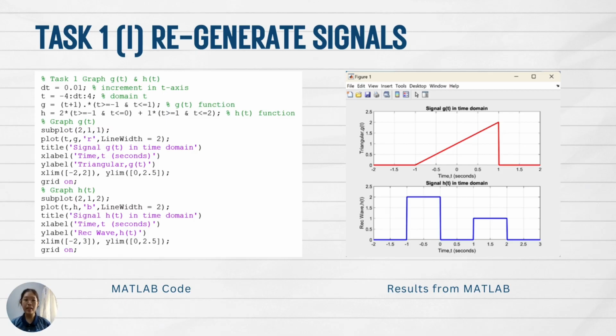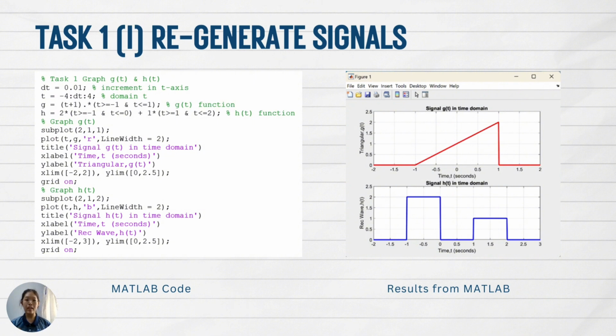Okay, now I will start to explain the MATLAB coding for us to perform the signals GT and HT in the time domain. Firstly, we declare the increment of the t-axis, that is 0.01 second, and then the time domain is ranging from -4 to 4. And we declare our GT function, which is the triangular function, as t plus 1 multiplied by t greater or equal than -1, and then t less than or equal to 1.